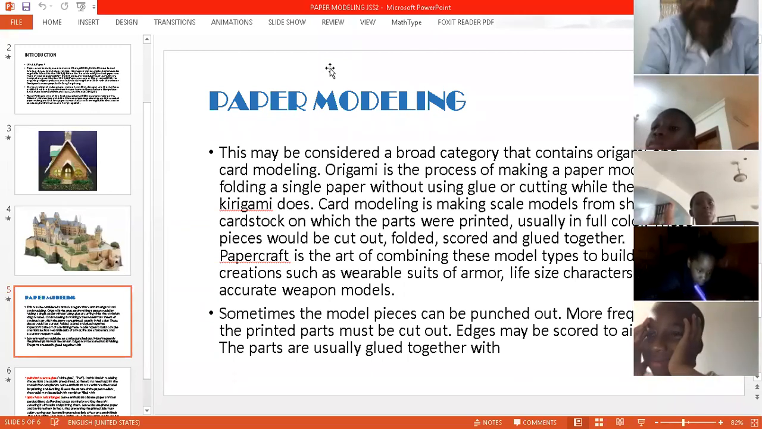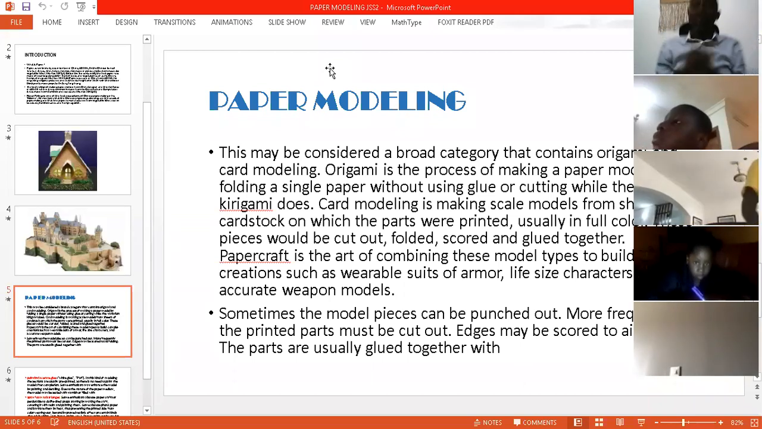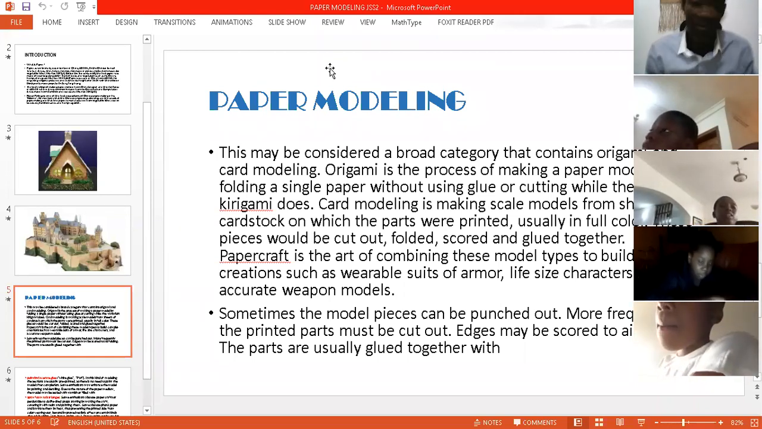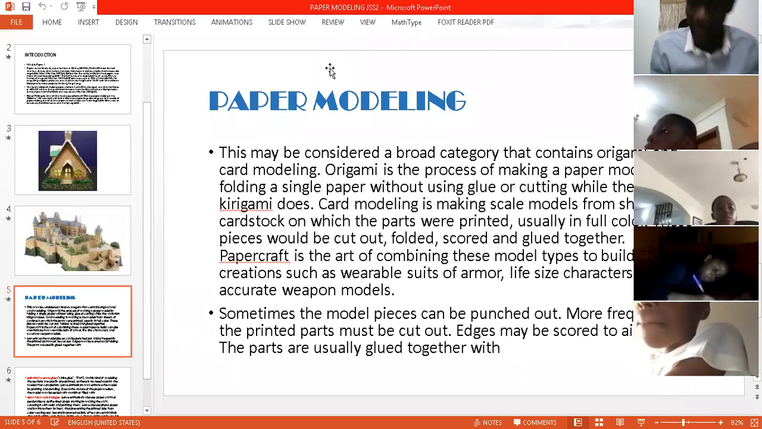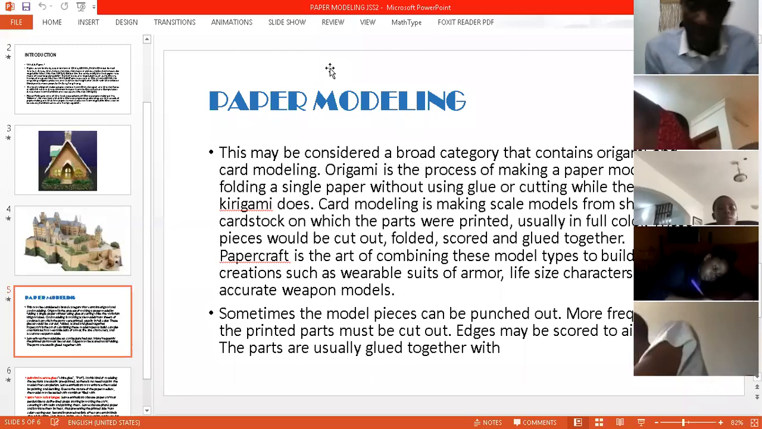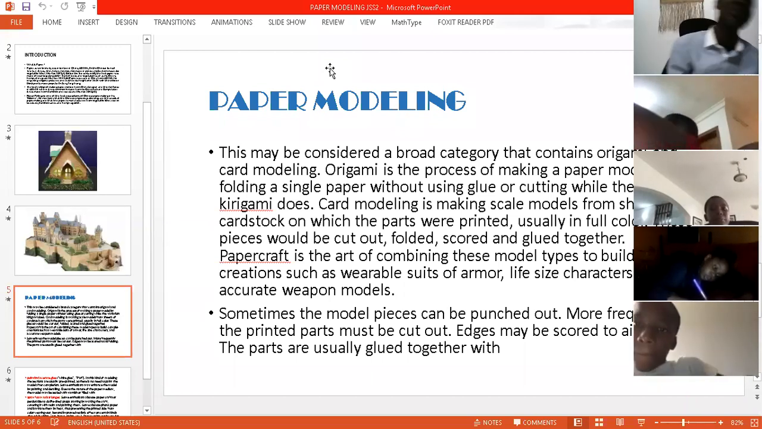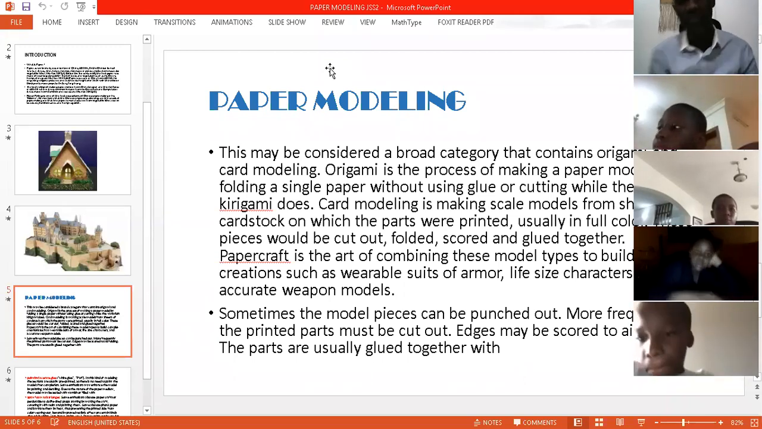All right, this may be considered as a broad category that contains origami and card modeling. Origami is the process of making a paper model by folding a single paper without using glue. That's what I said earlier. What is the variation? If I tell you to tell me the difference between origami and card modeling, what would you do?